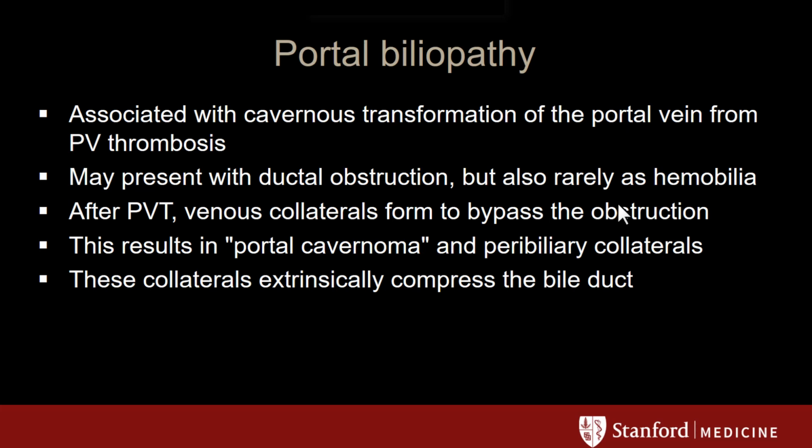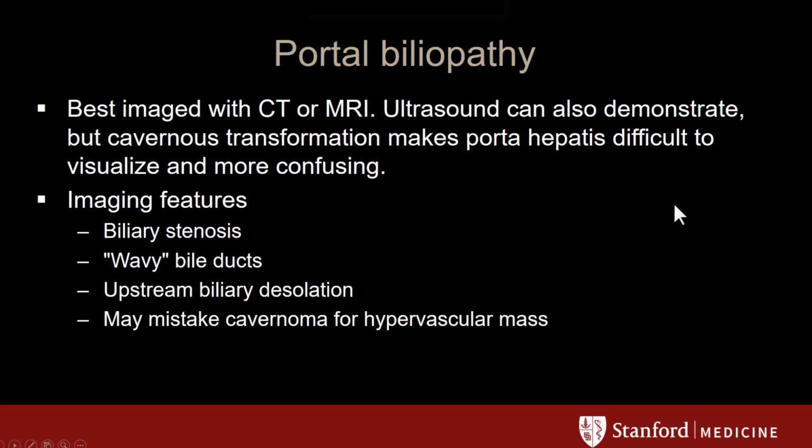And the dilated vessels, these peribiliary collaterals, actually form what's called a portal cavernoma. It's sort of like a mass, and it compresses the bile duct and can cause biliary ductal dilation. And so this can present as ductal obstruction, but also hemobilia. It's best seen on CT or MR. You can also see it on ultrasound, but the cavernous transformation, all those collaterals, make the porta hepatis sort of hard to see.